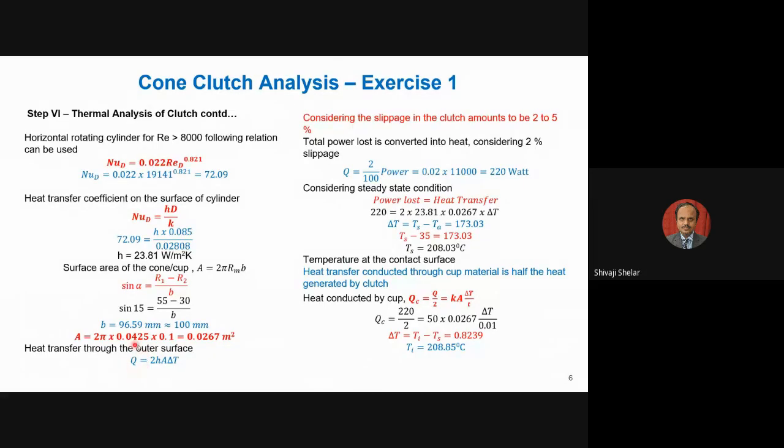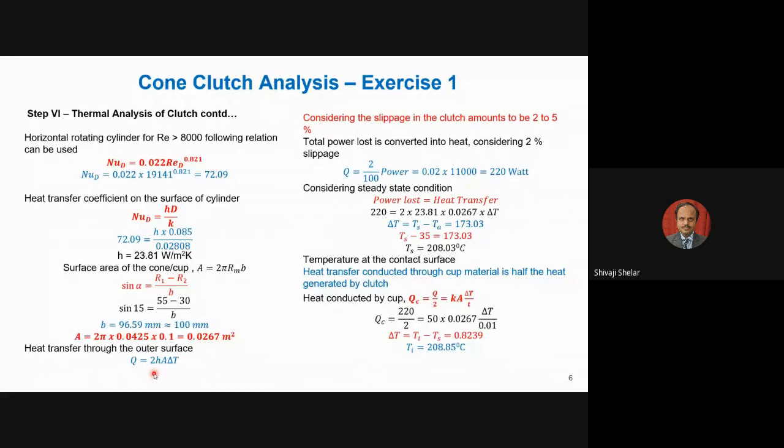Now, where this Q is generated is very important. You are transmitting power. So when you transmit power with friction plates or friction clutches, and the cone clutch is also a friction clutch, there is a chance of slip. The slip may be of the order of 2 to 5%, depending upon your axial load condition. If your spring force is lower, then your slip may be higher. If your axial force is more, then the slip may be minimum or very low.